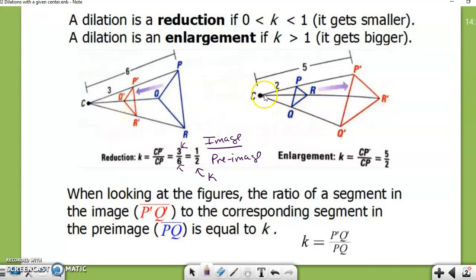For this one, we go from our center of dilation 2 units out to P. Well, from our center of dilation all the way out to P prime is 5 units. So remember, our image is on top, and there's our pre-image. So we have an enlargement where our scale factor is 5/2. Always remember that P prime, Q prime, your prime is your image over your pre-image.